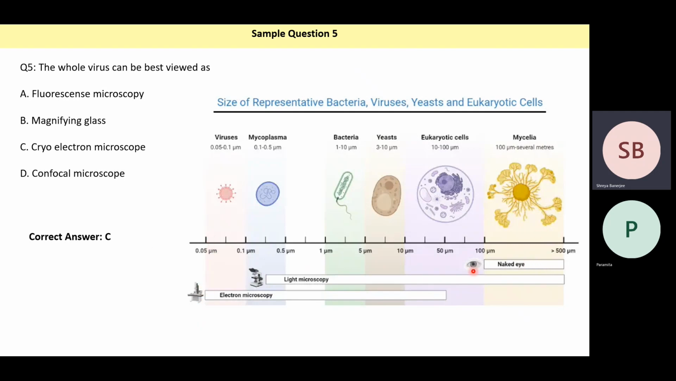That is why with the naked eye, at the maximum, you can see the different mycelia of the different fungi. Light microscope can observe single cellular organisms, yeasts, or bacteria, but it is not enough to observe viruses, which are less than 0.1 micrometer. For observing viruses, electron microscopy is the only option. And so the correct answer is cryo-electron microscope, or C.